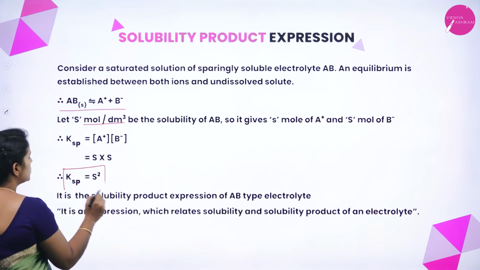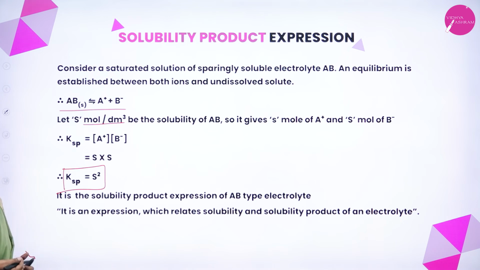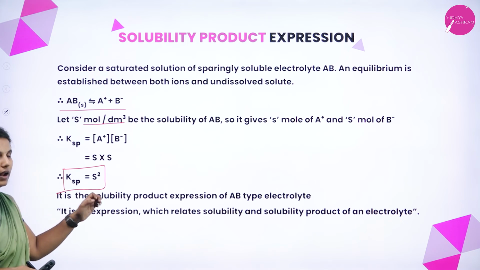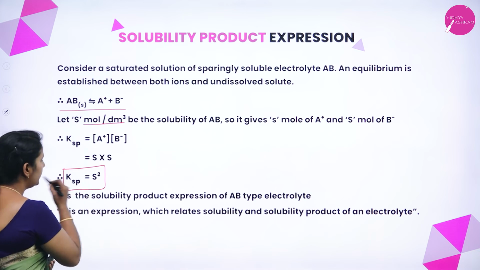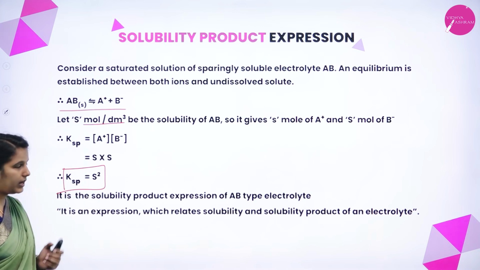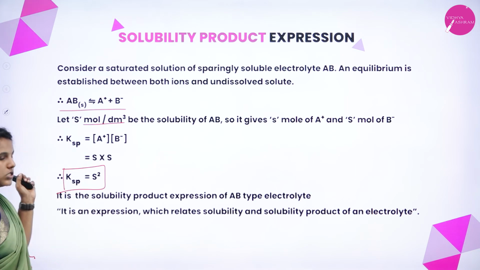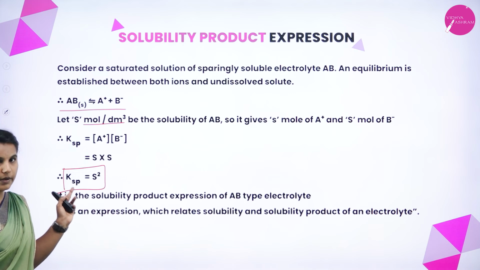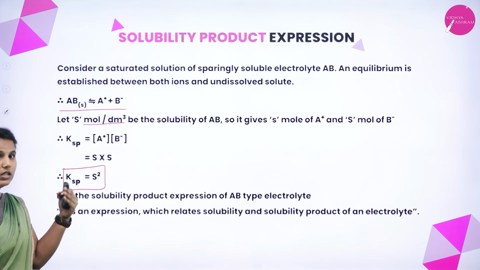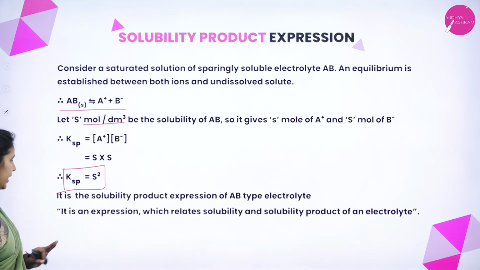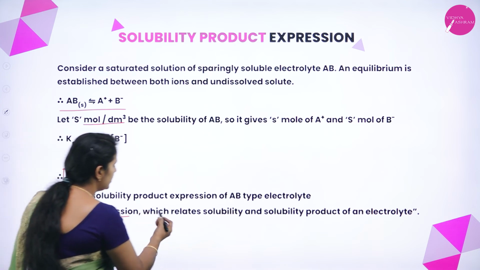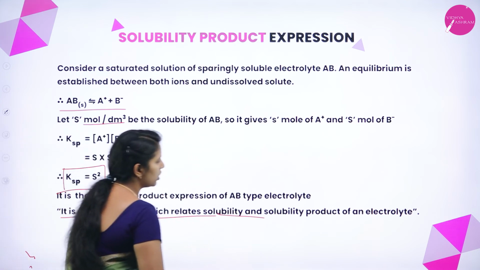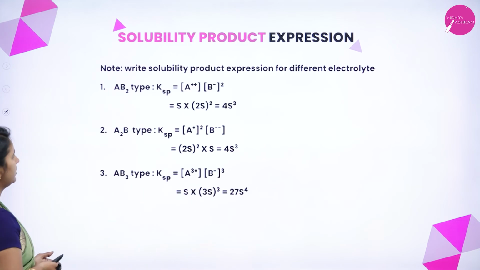So the solubility product expression will be equal to S square, and this is a relationship which relates the solubility product along with the solubility. So the solubility product will be related to the solubility of the electrolyte, and this is the expression which relates the solubility and the solubility product of an electrolyte.